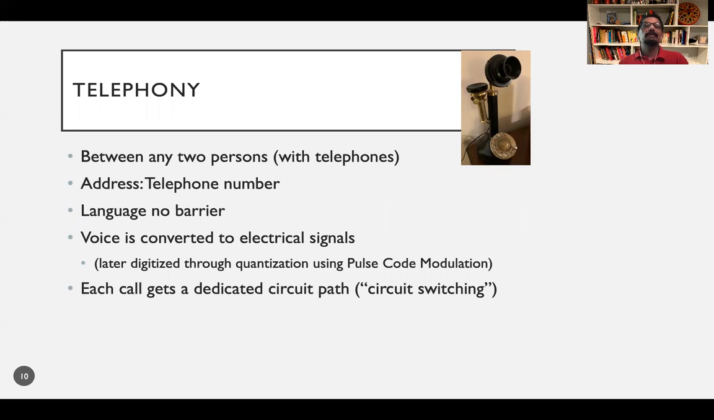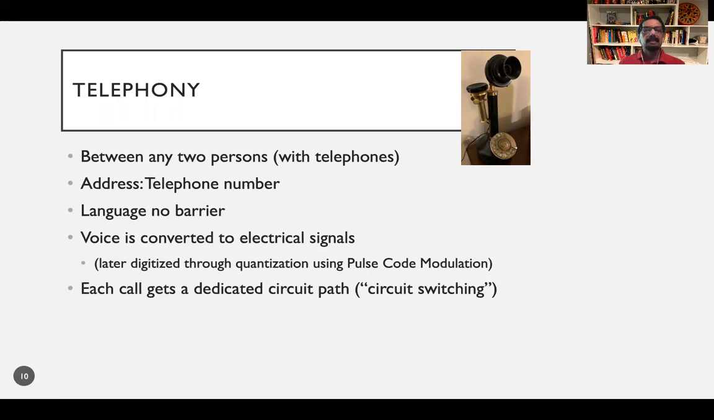Telephony is again between any two persons. You also get an address. The address is actually not for the person, but for the location, like your house or office, a telephone number, right? And again, suddenly language is no barrier. You can speak in any language. Your voice signal is transmitted. We have learned enough about electrical signals in the span from 1844 to 1876 that we know how to convert voice to electrical signal. Later it was digitized, what is called pulse code modulation.